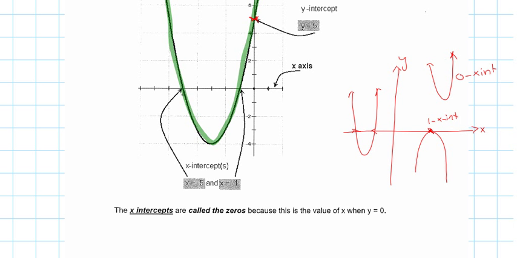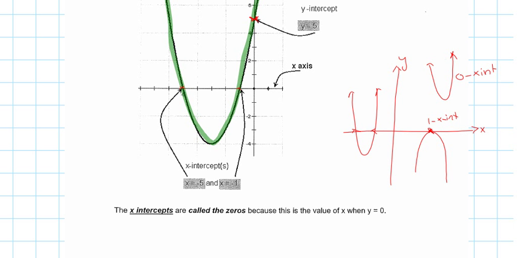Depends on the graph. Now, when I write the x-intercept, I write it as x equals and whatever the value that it intersects. Okay? So x equals -5, x equals -1 in these cases. Are we okay with that?